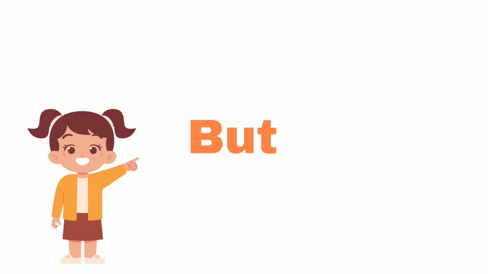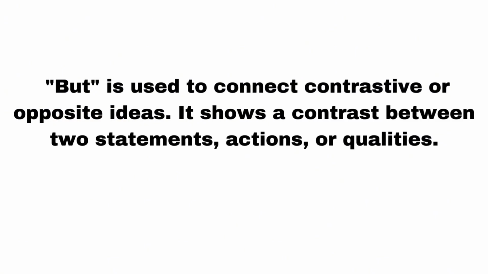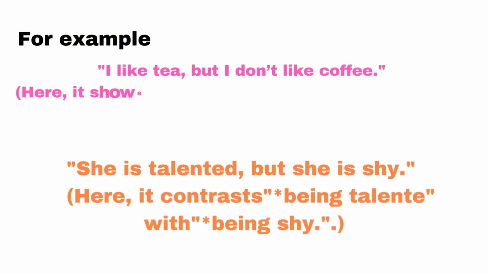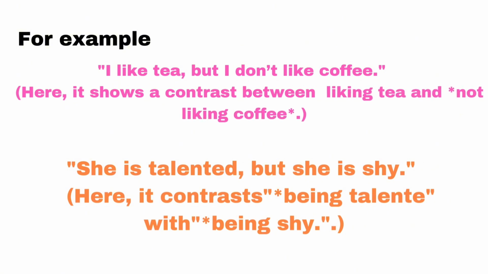Next one is but. But is used to connect contrastive or opposite ideas. It shows a contrast between two statements, actions, or qualities. Let's look at examples. I like tea, but I don't like coffee. Here, it shows a contrast between liking tea and not liking coffee.